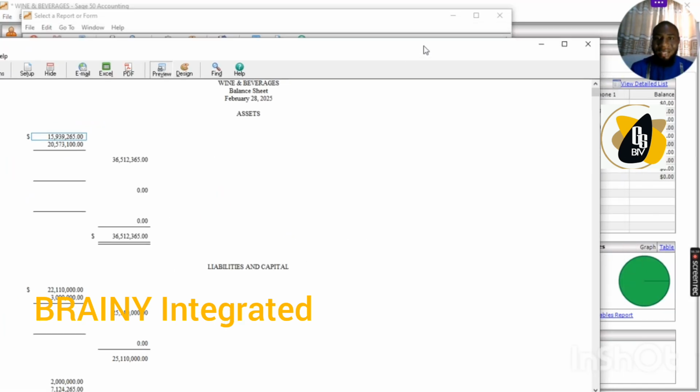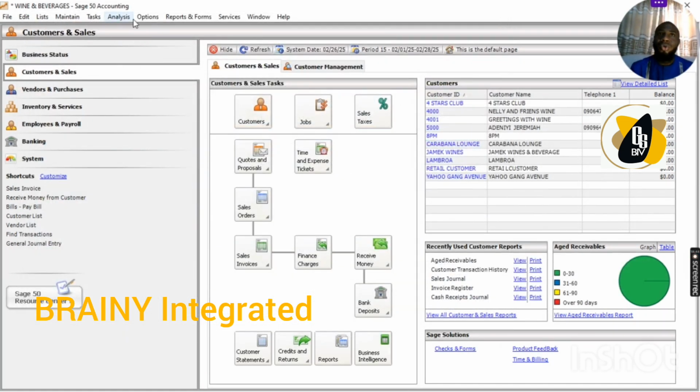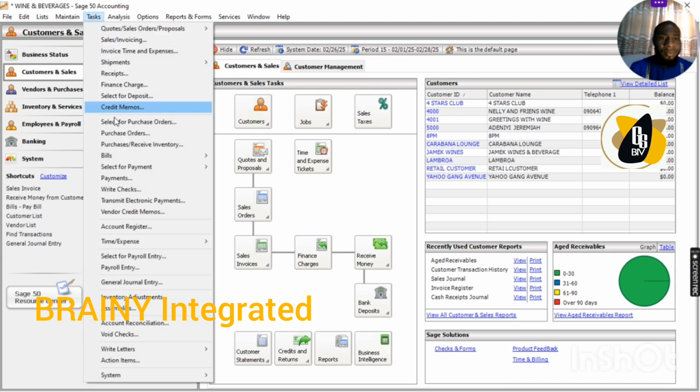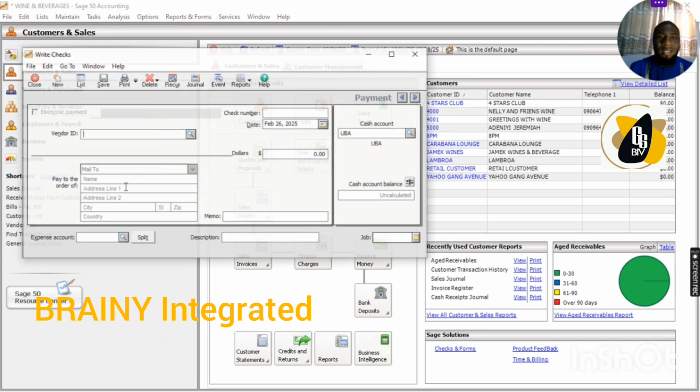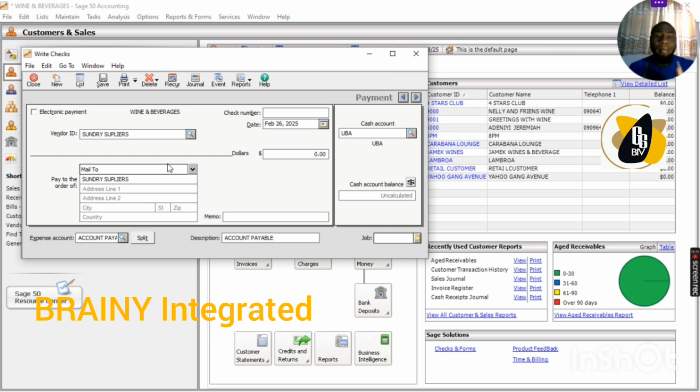And lastly, let us do that of the staff salary. So to pay the staff salary, we have already credited the accrued expense with staff salary of 3 million naira. So the same process is what we are going to take. We are going to go to task, go to write checks. In this case, who are we paying? We are supposed to be paying the employees. So employees should be the vendor here, but there's no employee. Let me just use sundry, but it's supposed to be employees.